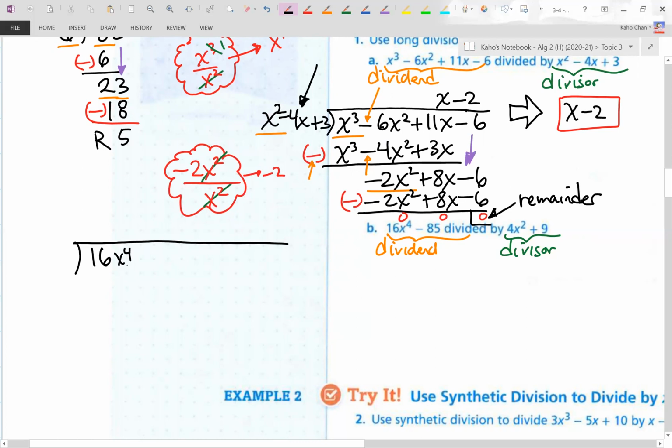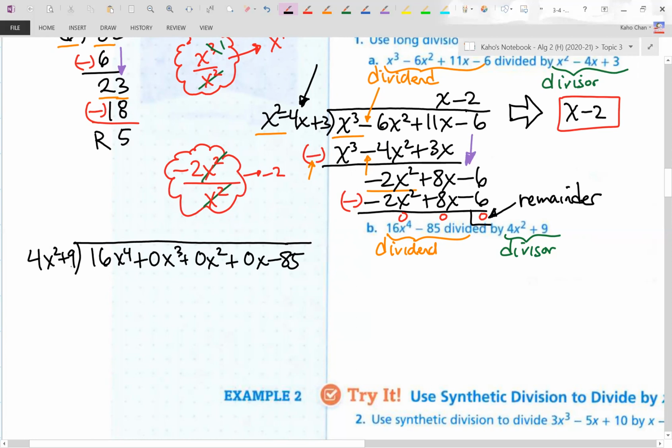Right now we're missing an x to the 3rd, so you write down 0x to the 3rd. We're also missing a spot for x squared. We're missing a spot for x. And then finally our minus 85 was part of the original polynomial there. That's our dividend. Our divisor is 4x squared plus 9. All right. Ready to try this?